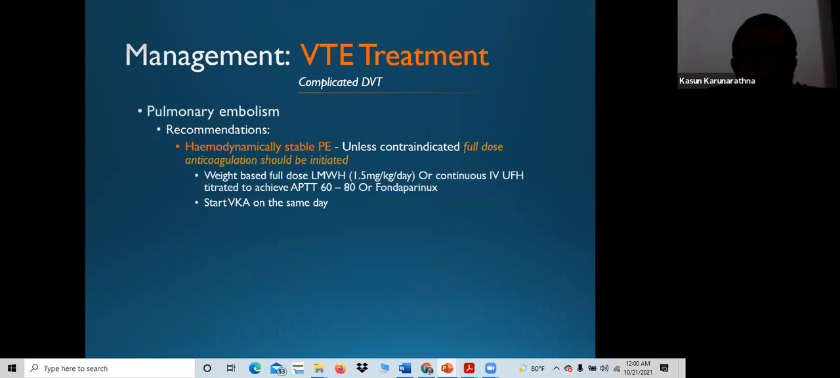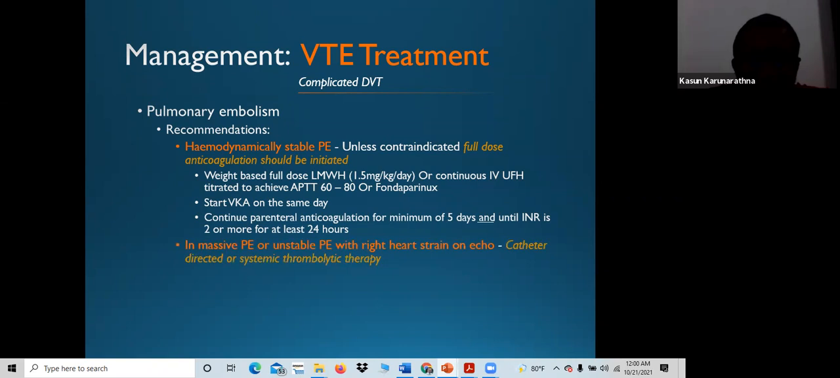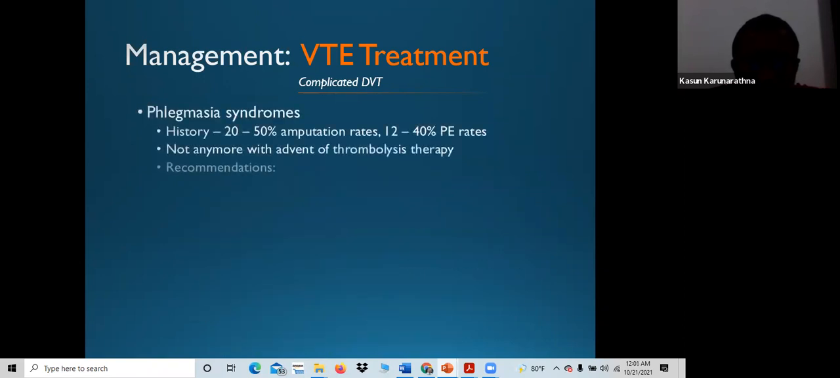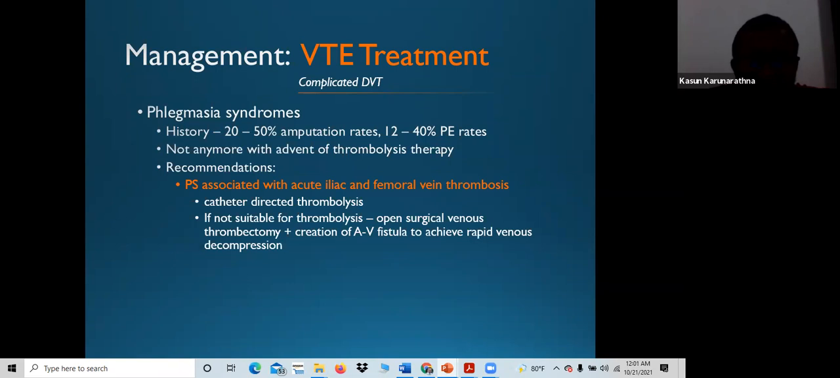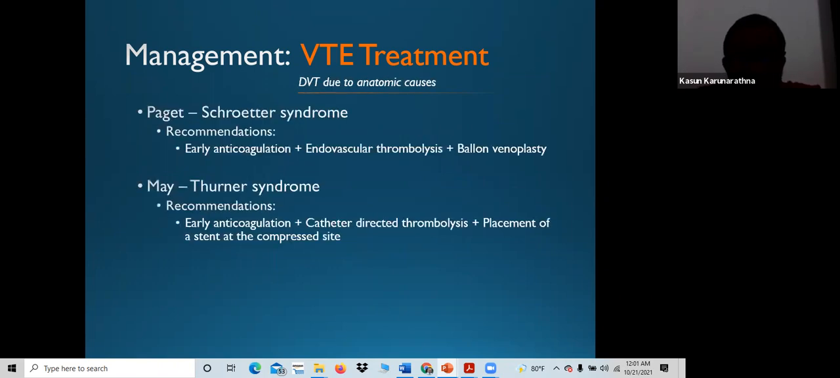Pulmonary embolism: unless contraindicated, full dose anticoagulation should be initiated. Continue parenteral anticoagulation a minimum of 5 days until INR is 2 or more for at least 24 hours. In massive pulmonary embolism, unstable pulmonary embolism with right heart strain on echo, catheter-directed systemic thrombolytic therapy should be given. Right? That is regarding pulmonary embolism management. Phlegmasia syndromes, again, catheter-directed thrombolysis should be done to salvage the limb. If the deep vein thrombosis is complicated by compartment syndrome, fasciotomy should be done.